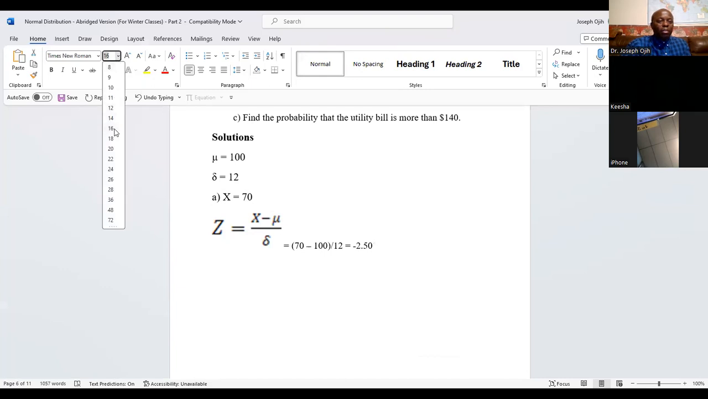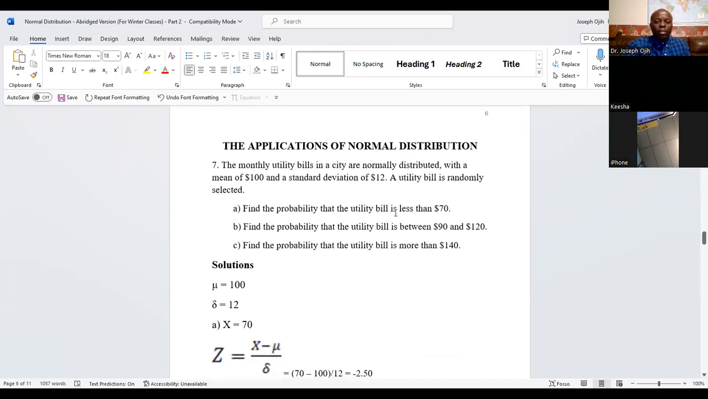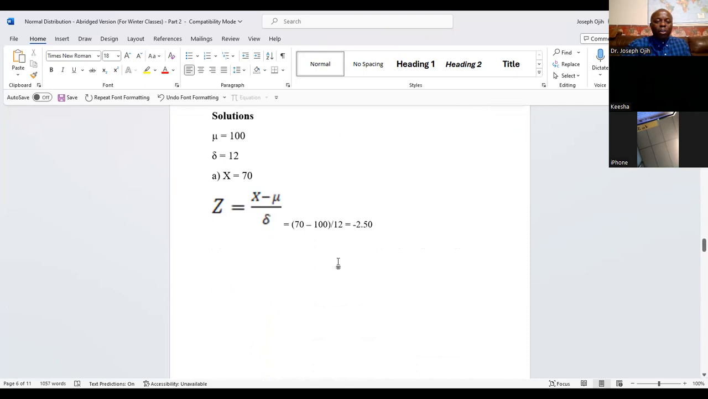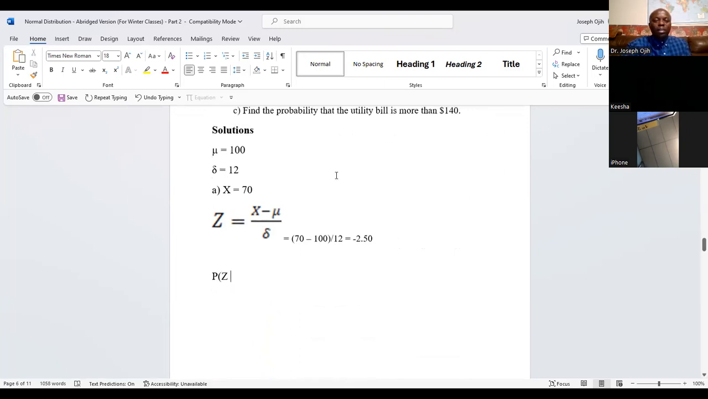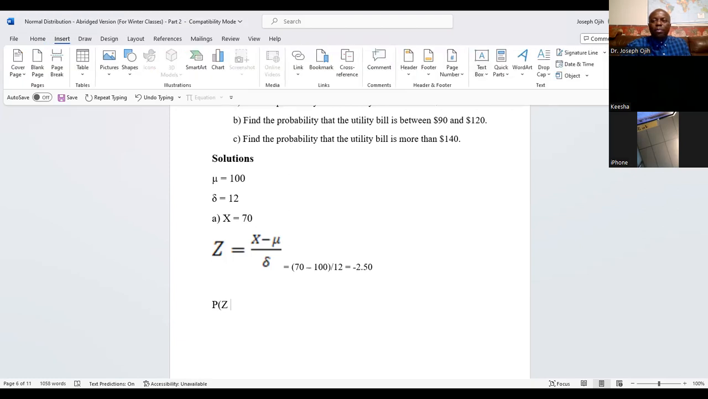Which means they're asking us for the probability that the utility bill is less than $70. It becomes the probability that the bill Z is less than $70. Let me see if I can get the less than symbol. Yep, I got it. It's less than 70, now becomes less than negative 2.50.